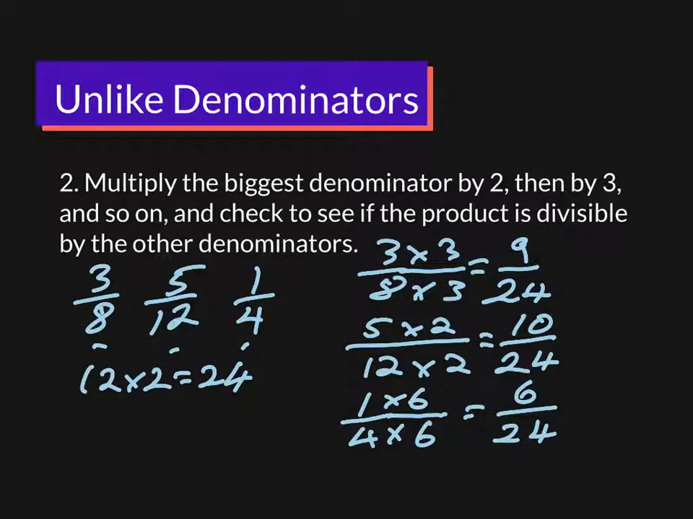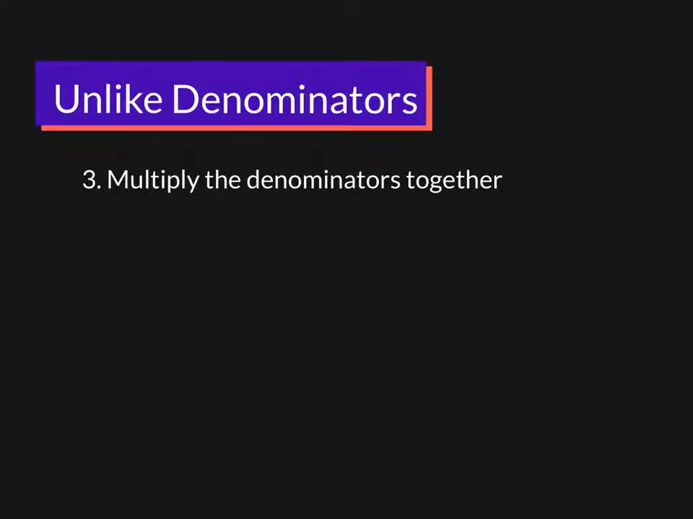Alright, so now that they have the same denominators, we can tell that 1/4, or 6/24, is the smallest, and 3/8, or 9/24, is a little bit bigger, and 5/12, or 10/24, is the biggest of these three fractions.